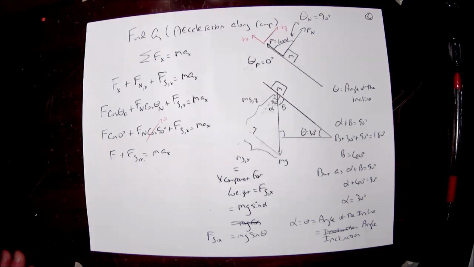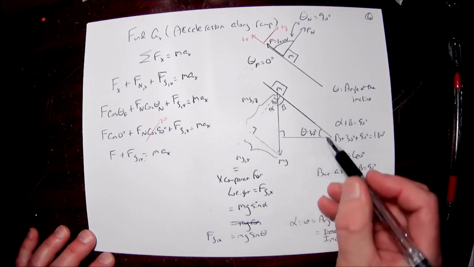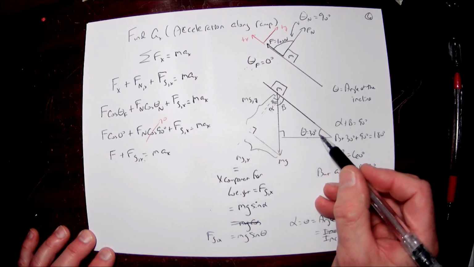Always the case. If you want to know the x component of the weight of a mass sitting on a ramp, it's the mass times g, the weight of the mass that's given. It's the weight times sine of the angle of inclination. And the angle of inclination is always given.